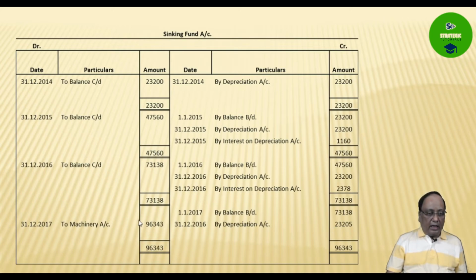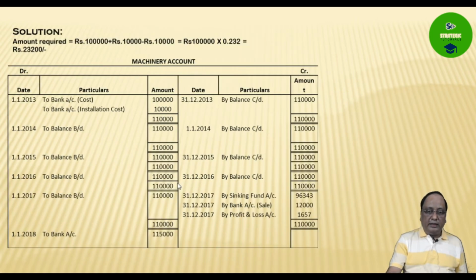And ultimately on 31st December 2017, 96,343 will go to the earlier one, that is the machinery account, that is sinking fund debit to machinery.